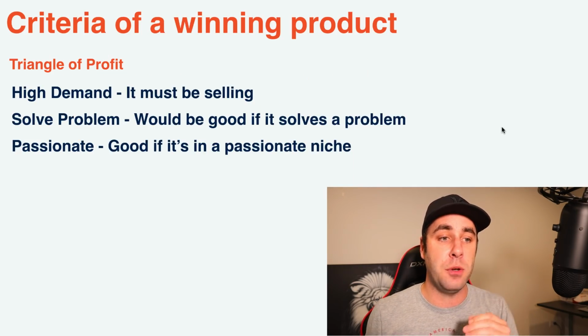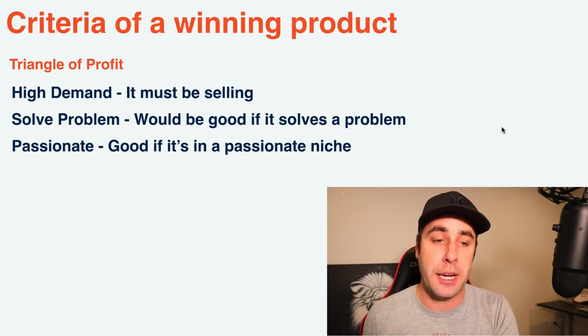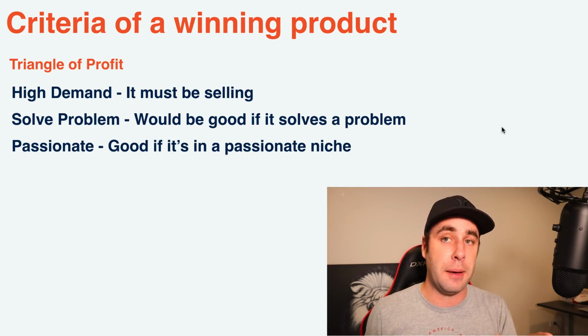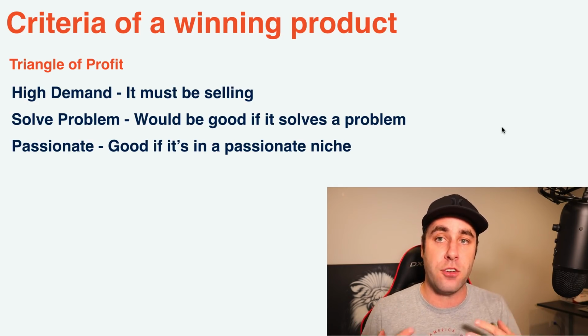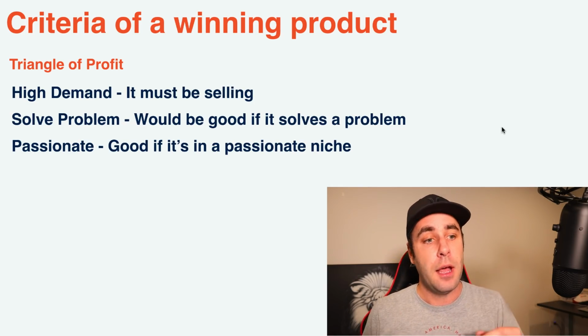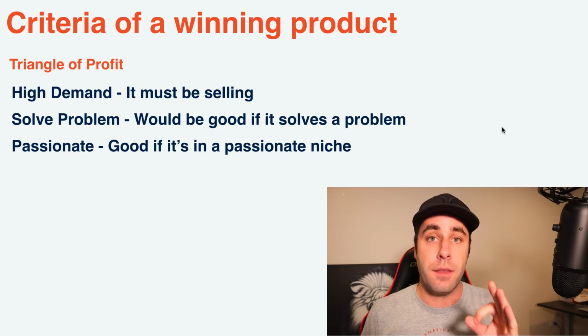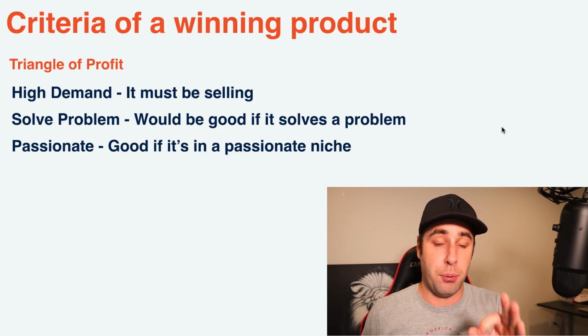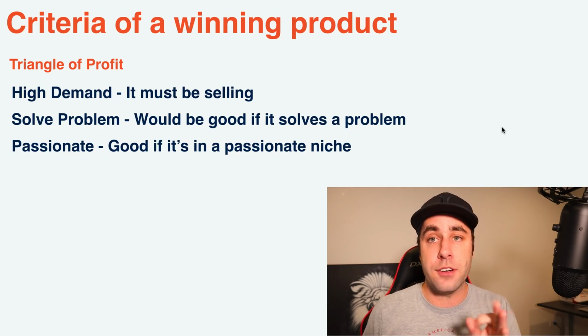Before we jump into that, guys, we need to look at the criteria of a winning product. Last year, I created something called the Triangle of Profits. It's my own method of finding winning products. A lot of people probably do the same thing. But I go for products that are high demand. They must be selling. The product solves a problem, and/or it's in a passionate niche.